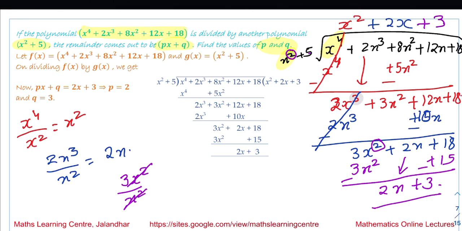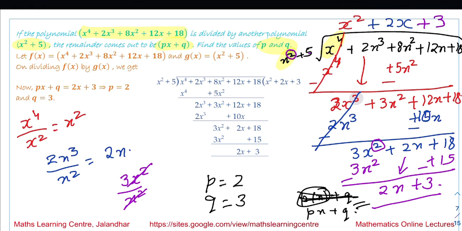Now next, what we have to do is, it is given that the remainder is px plus q. We should not write it like this, we should write it like px plus q. Otherwise this will become a polynomial. So px plus q is equal to this. So we get the value of p as 2 and the value of q we get as 3. So this is the required answer.